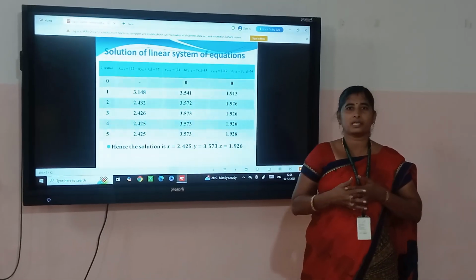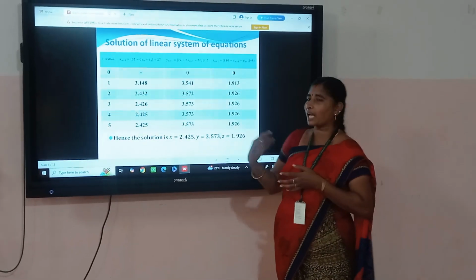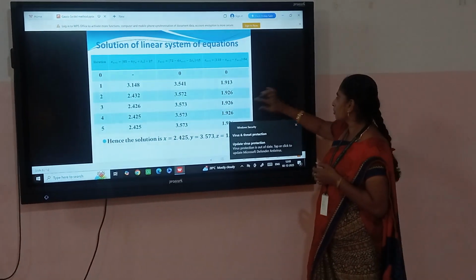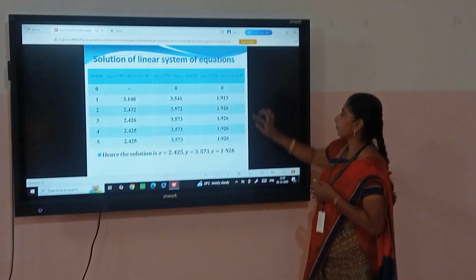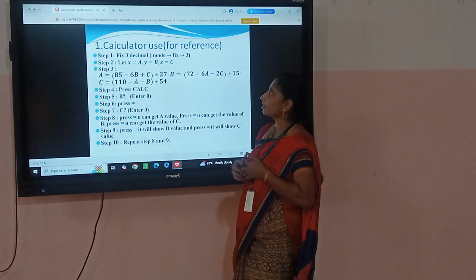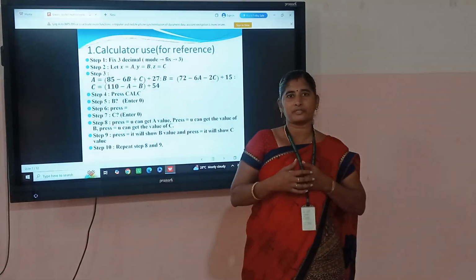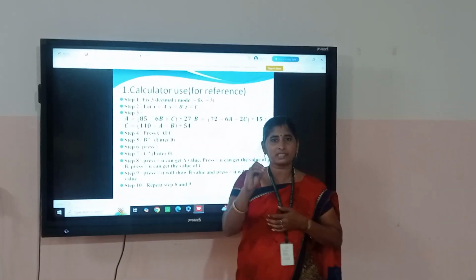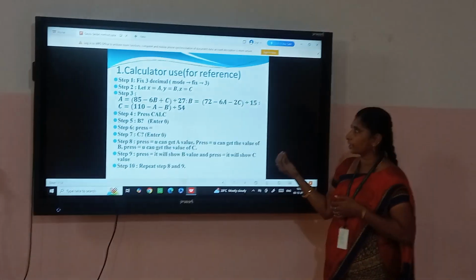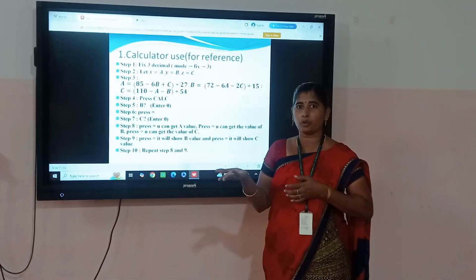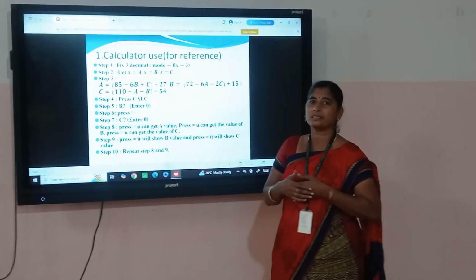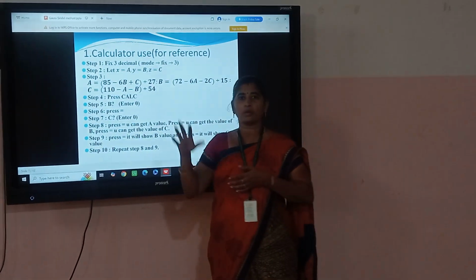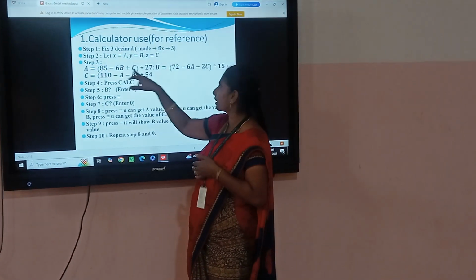There is a shortcut method. If we do the calculation by hand, it will be very difficult. But if we use a calculator, there is a short method. This is for your reference. First, in the calculator we fix the values, any 3 digits or 4 digits. Then we take x equal to a, y equal to b and z equal to c, because in the calculator we don't have x, y, z. So we take a, b, c in the name of x, y, z. We already know the equation for x, so we substitute a equal to the value.